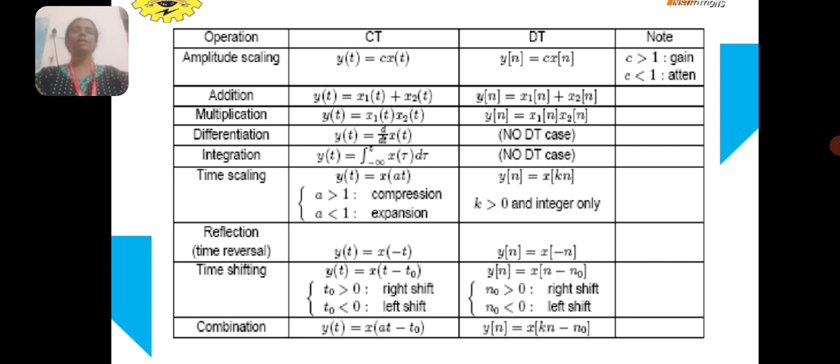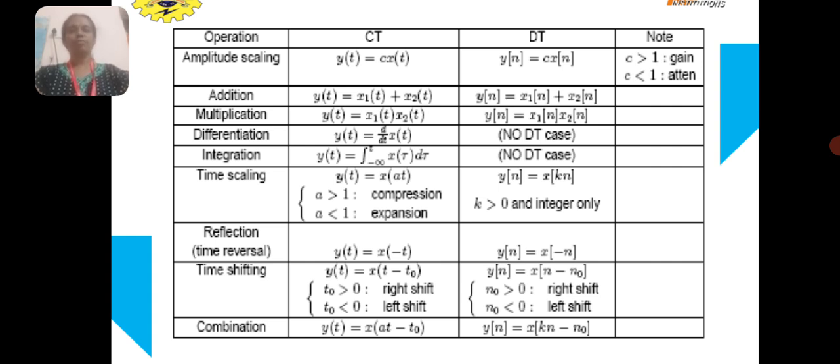Next is reflection or mirror. Reflection is nothing but the mirrored signal, like y of t is equal to x of minus t, or y of n is equal to x of minus n. So this minus represents the opposite axis, hence it is named a mirror signal or reflection.